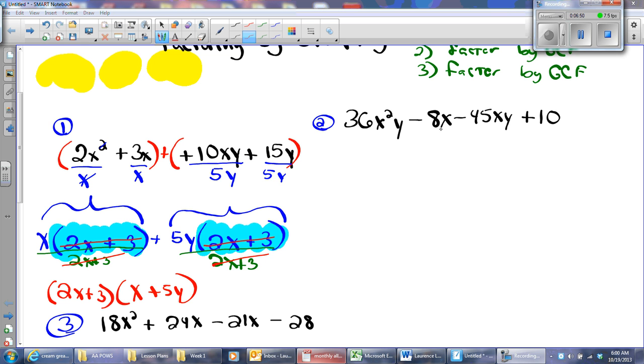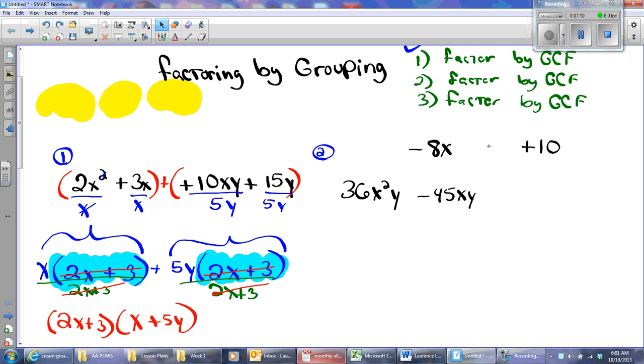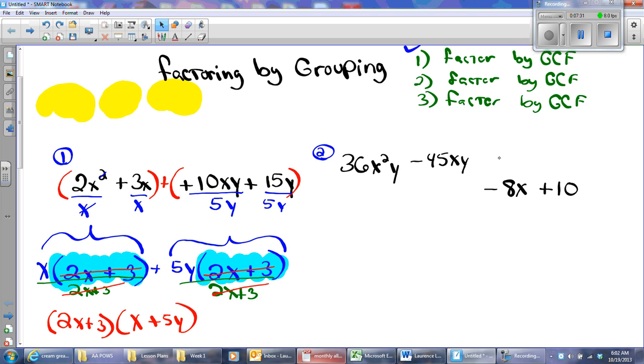Okay, so let's try it again. All right, I've got this problem number 2 here, and I'm going to rewrite it so that I have common factors together. I mean, I do have common factors 36 and 8, but they don't jump out at me. You know what's really jumping out at me? The 36 and the negative 45y. And notice the sign moved with the term. Yeah, I see a GCF there pretty easy. And then I've got this minus 8x and this positive 10. I like those. Now, it doesn't matter how you group them as long as there's a GCF in each pair.